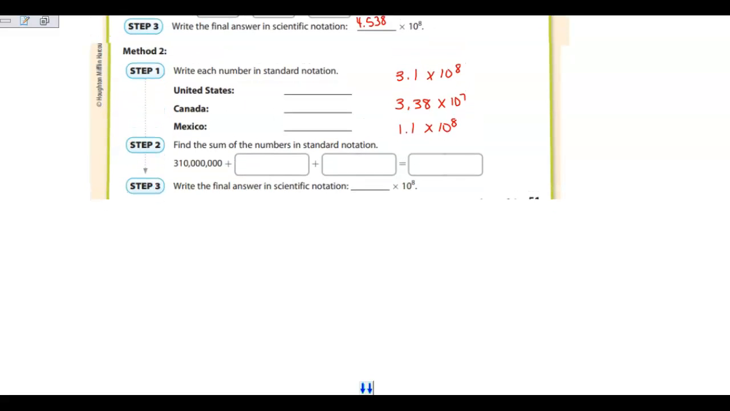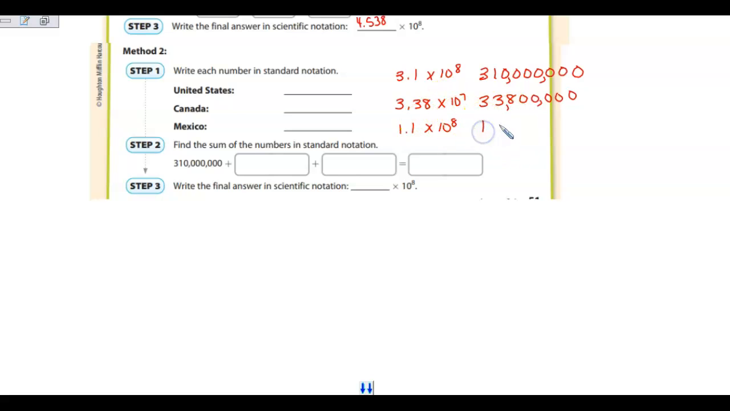Okay, so what we're going to do is convert scientific notation to standard form. And so remember, when I'm making the powers, we move the decimal to the left. When we're undoing it, we move the decimal to the right. So we have 3, 1, 2, 3, 4, 5, 6, 7, 8 places. So we have 310 million. This one, we're going to move 7 places. So we have 1, 2, 3, 4, 5, 6, 7. So we have 33,800,000.